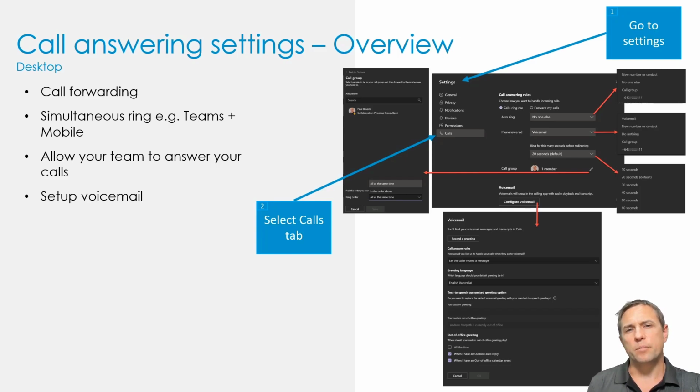Next, we're going to look at some call answering settings. These are some personal settings that you can configure yourself to manage what happens when you receive an inbound call. So things like forwarding and simultaneously ring, and allowing your team to answer your call, things like that.